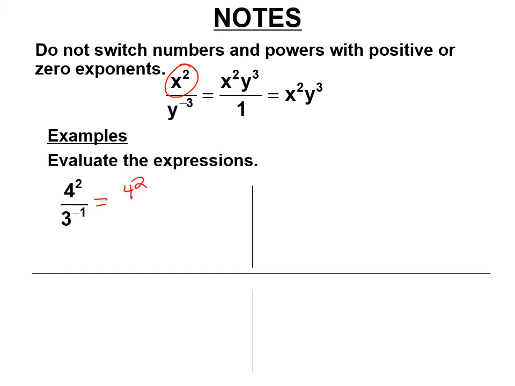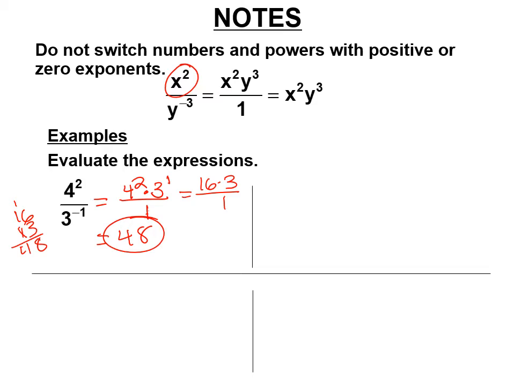The 4 squared stays right where it is. The 3 to the negative first goes up to the numerator. So now there's a 1 down there, right? And so 4 squared is 16, and then we have 16 times 3 over 1, right? When everything disappears, you get a 1. Now that 1's going to go away. And 16 times 3, 3 times 6 is 18, is 48. So this is equal to 48 over 1, or 48. Just flip the negative exponents.